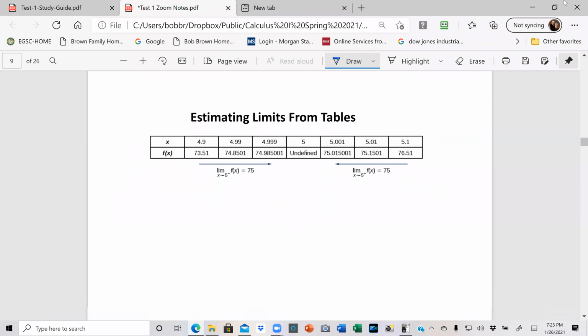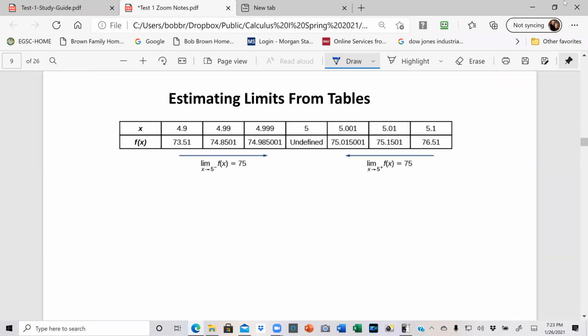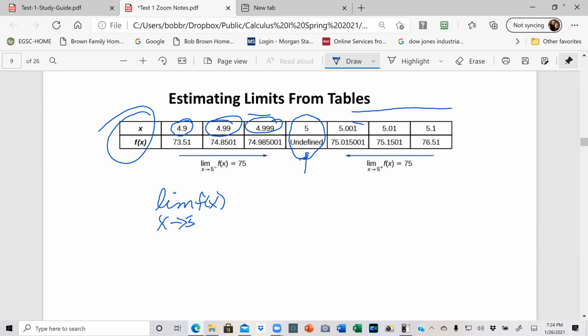Now, one of the things, you can estimate limits from tables. Suppose you had a function and you were trying to find the limit of f of x as x approaches 5, and you put it in your calculator and generated a table, and if you plug in 5, it says it's undefined. Probably it's trying to divide by 0. But what you can do is create a table around x equal 5. For instance, we've got 4.9, 4.99, 4.999, and on the right side, we got 5.001, 5.01, and 5.1. Look at the values that the calculator calculates, and you would guess it's getting closer and closer to 75. So we conclude that the limit is 75.